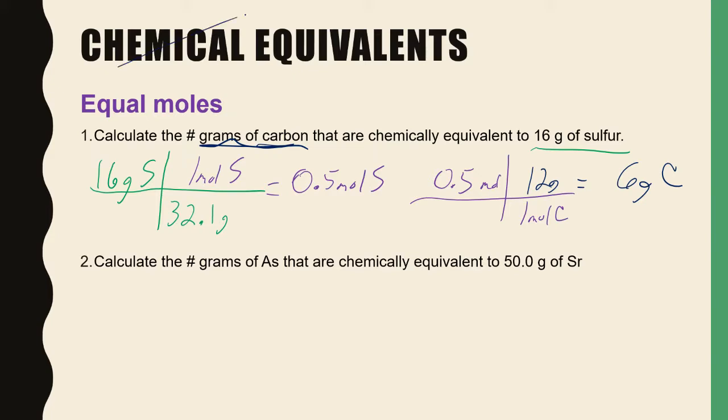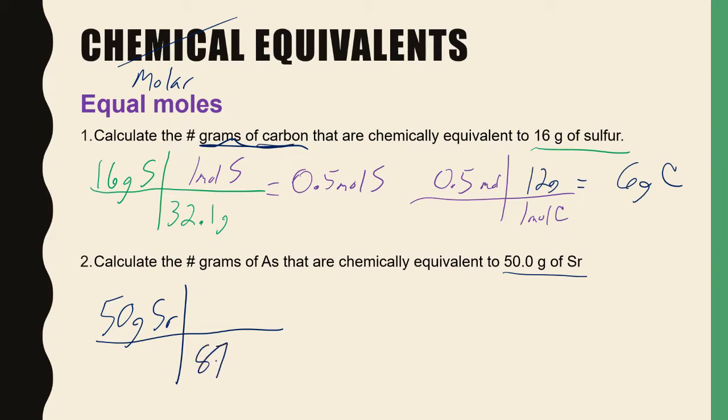So I usually call these molar, and in fact, that's what people in industry call them, but they're calling them chemical. So be aware. So for this one, we have 50 grams of strontium. So we've got to convert that to moles. And on the periodic table, strontium, which is number 38, is 87.62 grams in 1 mole.